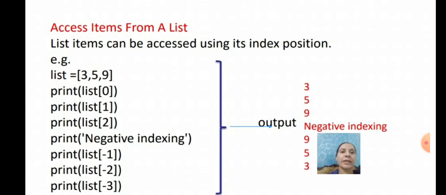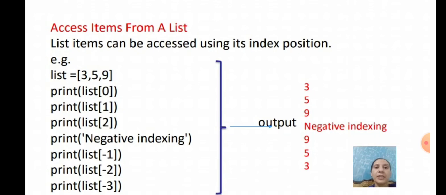Now accessing items from a list. List items can be accessed by using their index position. For example, we have a list and the elements of the list are 3, 5, 9. Now print list of 0. Here 0 is the index value. So it gives us 3. In the same way we can print list of 1, it gives 5. When we print list of 2, it gives 9.